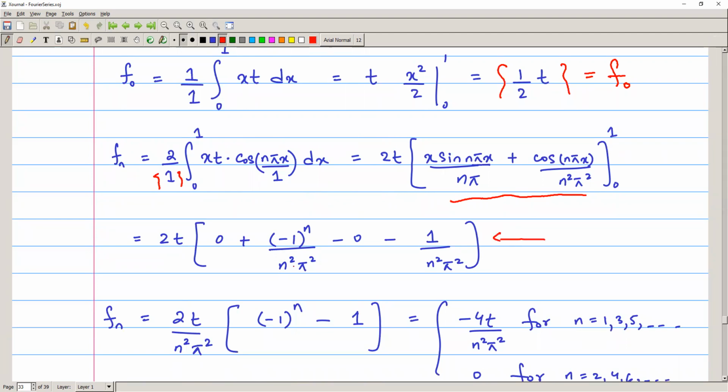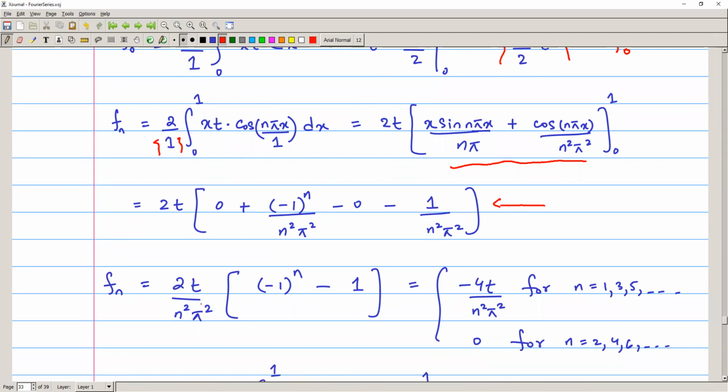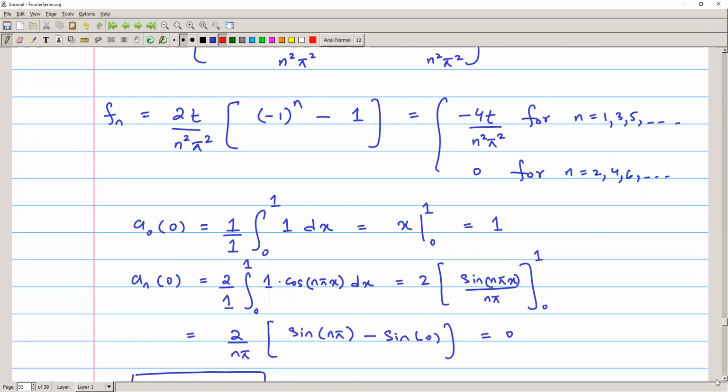So when we simplify it, you can see that Fn is equal to 2t over n squared pi squared times (-1) to the power n minus 1. So it will lead to -4t over n squared pi squared for odd n and 0 for even n, right? So we already know all this stuff. We are using it at various stages in various problems, right?